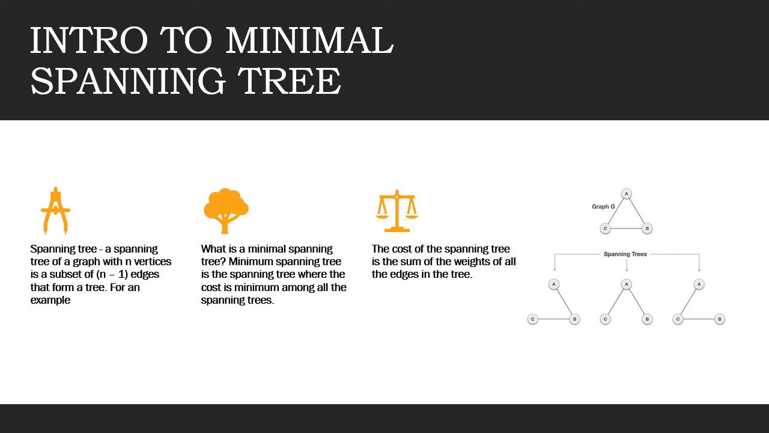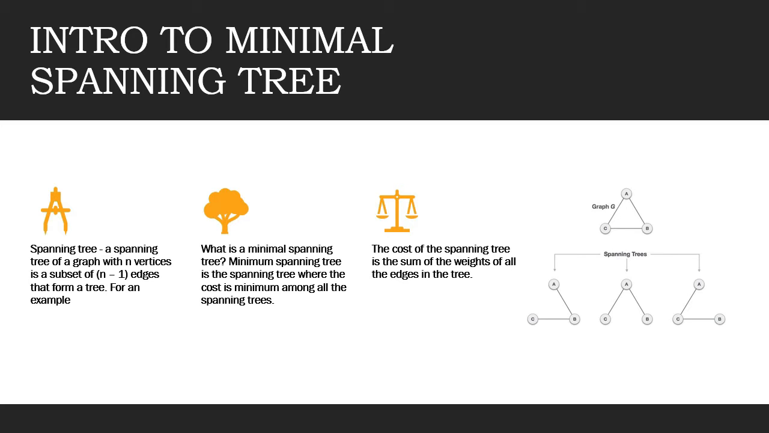As you can see here, A will connect to B and will connect to C. It can be either B or C. C connects to A, connects to B. All 3 vertices are connected through a spanning tree.